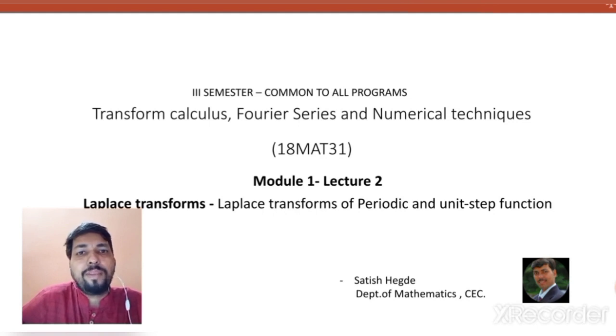Dear students, in the last class we have taken the definition of Laplace transform and also we obtained the Laplace transform of some elementary functions, whereas we have taken the Laplace transform of t power n, exponential function, trigonometric functions such as sine and cosine function, hyperbolic function, and also we have seen the Laplace transform of e power at into f of t, t into f of t, t square into f of t, the division that is f of t by t.